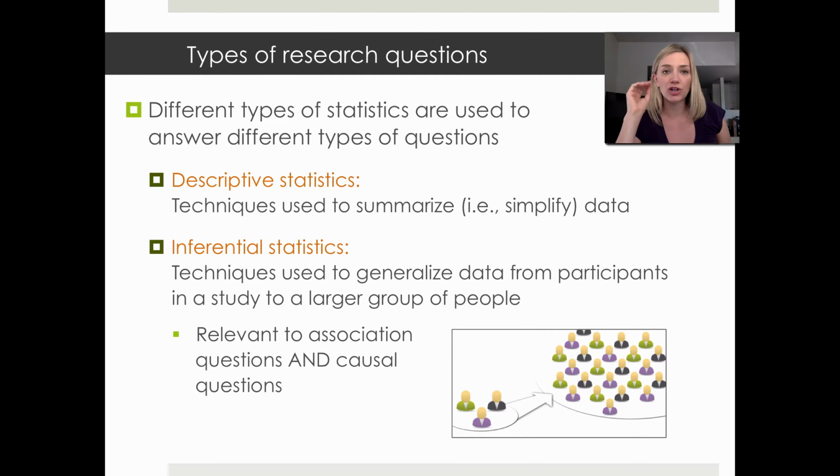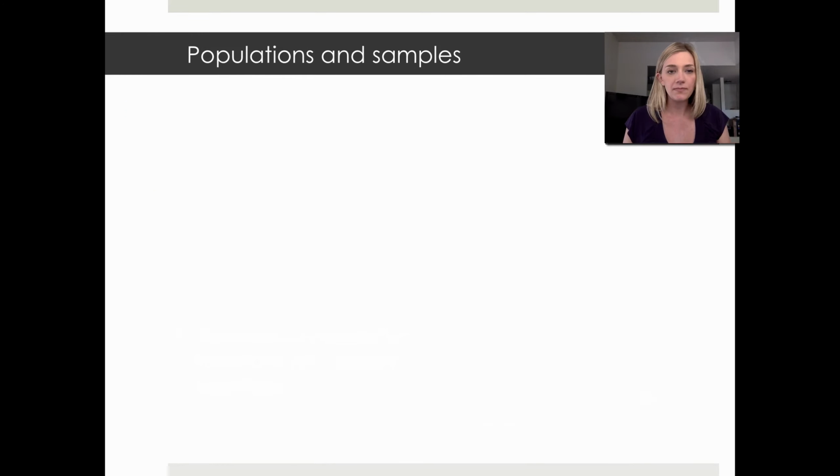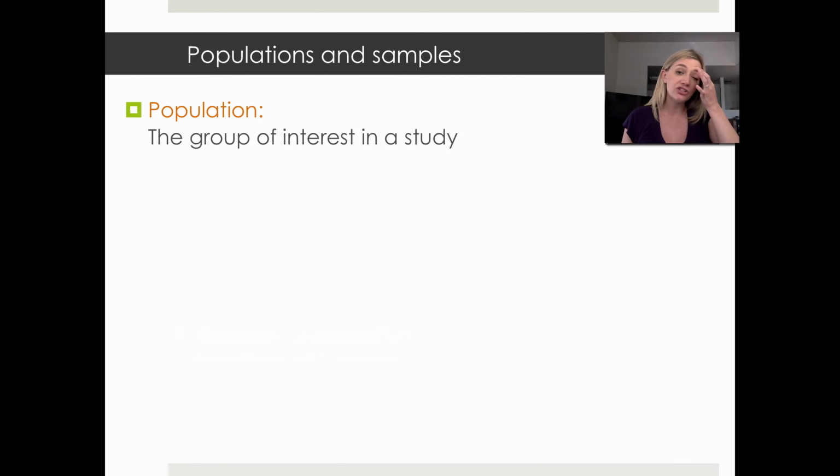Now, I've been throwing some jargon out at you, and hopefully it sounds familiar from Psych 301, but I've been using the terms sample and population like you know what they mean. So let's do a little review to make sure that we are on the same page. All right, so a population is the entire group of people you are interested in better understanding. It's the group of interest for your study.